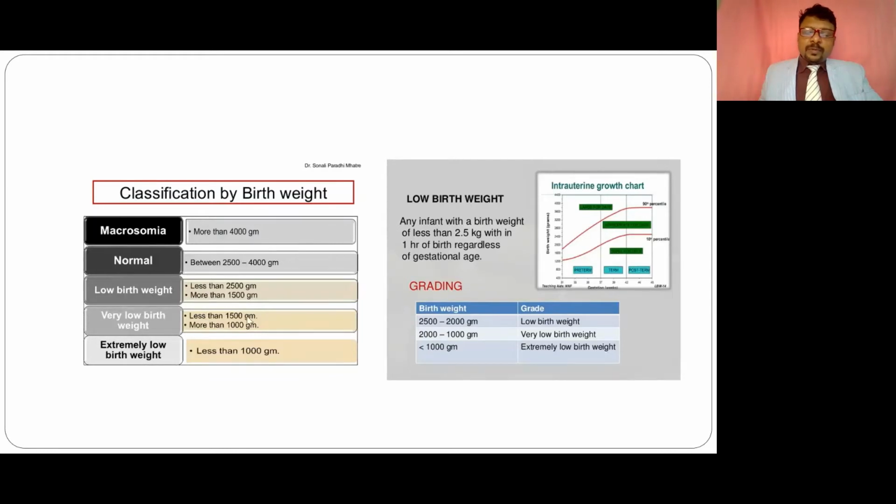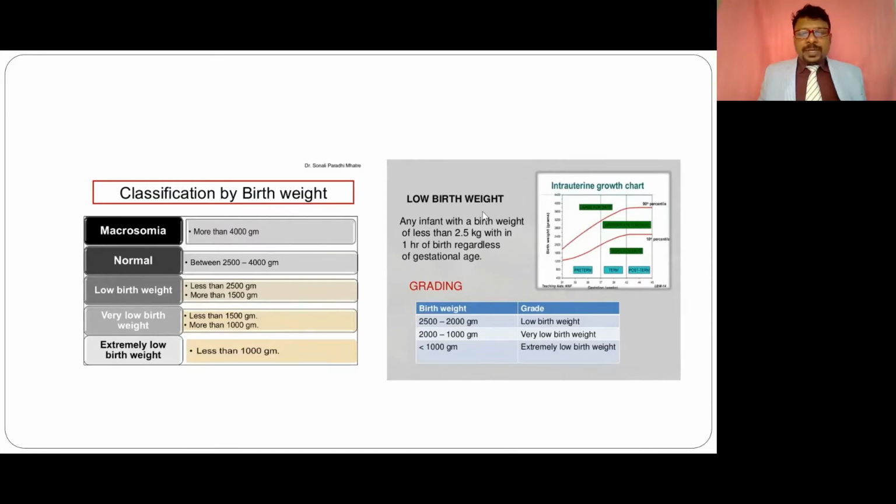In between 1 kilo and 1.5 kilo, it indicates very low birth weight. And low birth weight is less than 2,500 grams, in between 1.5 kg and 2.5 kg. If it is more than 4,000 grams, that is 4 kilos, it's called macrosomia. Macrosomia means the obese baby. Obese means more weight, so an overweight baby is called macrosomia.